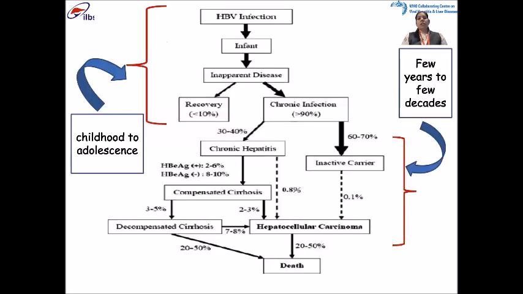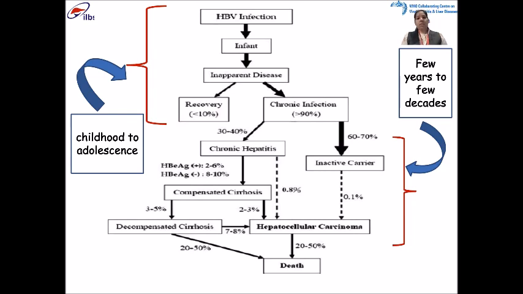Next, when we talk about childhood to adolescence, if there is HBV infection in the infant, there is an inapparent disease, which may result in either recovery or chronic infection. Recovery will be less than 10%, whereas chronic infection accounts for more than 90% of the cases, and it may turn into either chronic hepatitis or an inactive carrier.